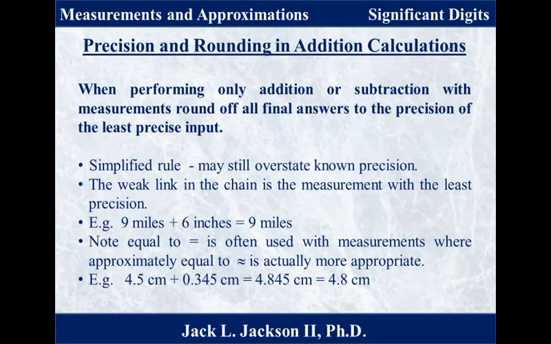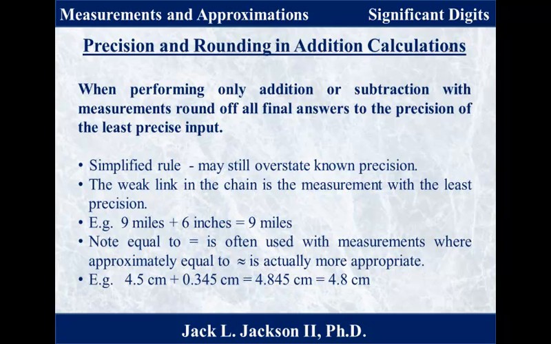So this goes back to our example that we started with. I say I'm 9 miles from my office, and then I move an additional 6 inches. Do I say I'm 9 miles and 6 inches? Well, yeah, but then we need to round off to the appropriate level, which is still saying, well, I'm still 9 miles. That 6 inches is insignificant compared to the half a mile that we could be off just because of our measurement of 9 miles. So we're still going to round off to the nearest mile, which is our least precise measurement.